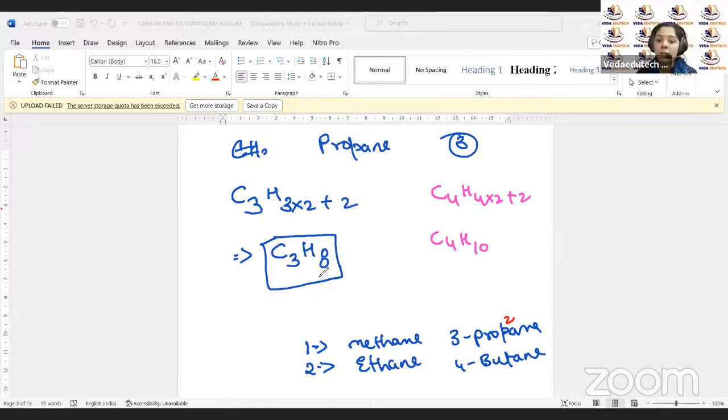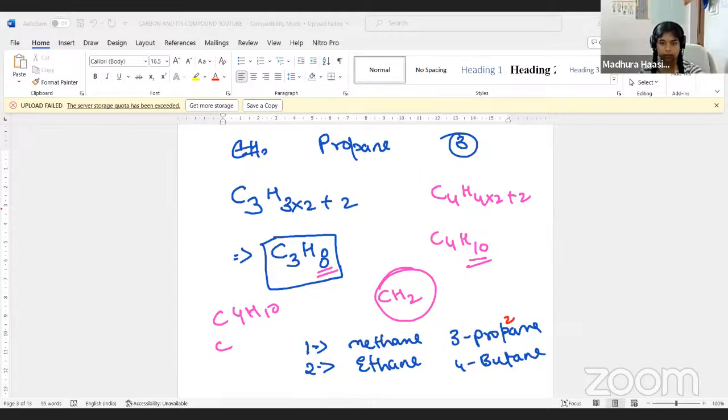So see, there is always a difference between the two members of CH2. If I subtract 1 carbon from C4H10, and subtract this, the difference will be CH2. So in between all the members, the difference will be CH2. Clear? Understood? Yes, ma'am. Very good.